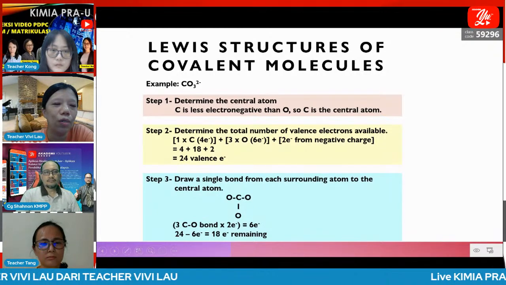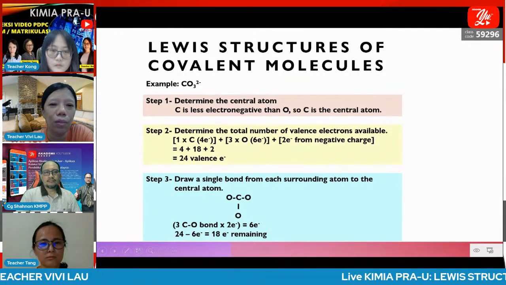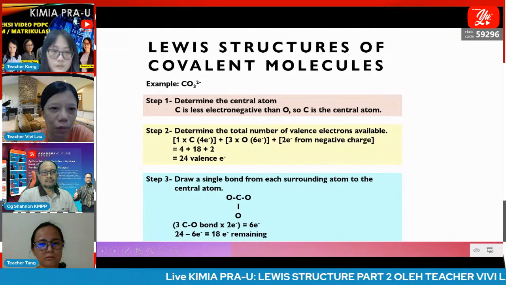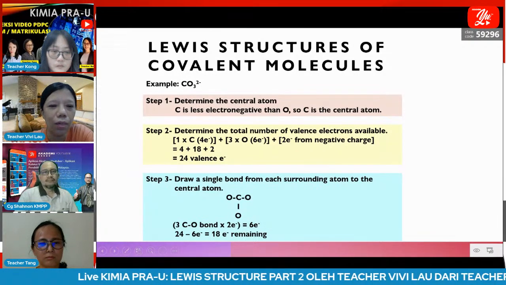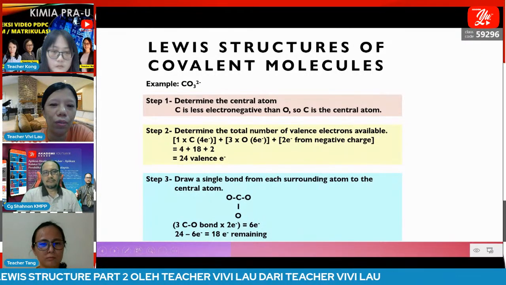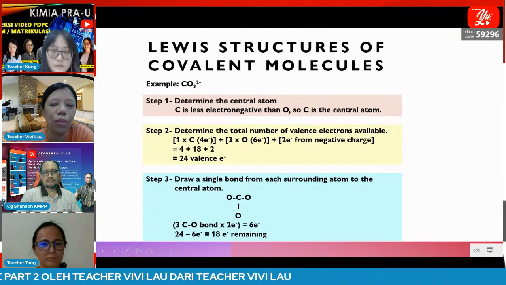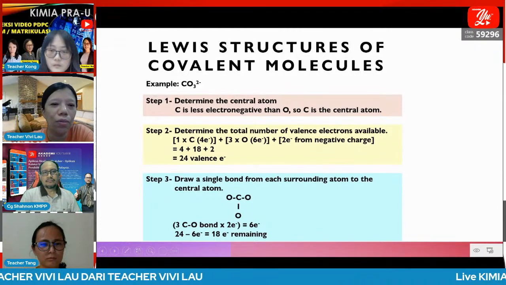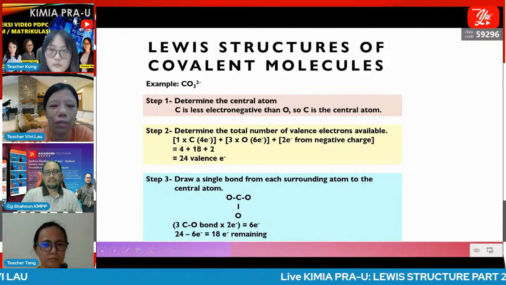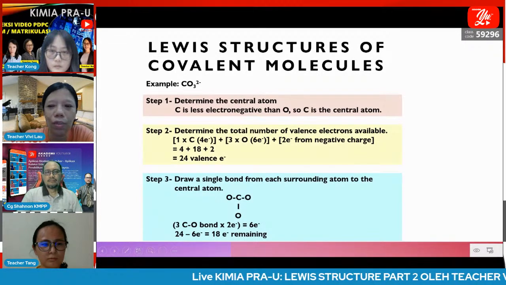The central atom is usually only 1 atom. So carbon is only 1, surrounded by 3 oxygen, so carbon is the central atom. Then second, you calculate the total number of valence electrons. Carbon is group 14, so carbon has 4 electrons. Then oxygen is group 16, so 6 electrons.